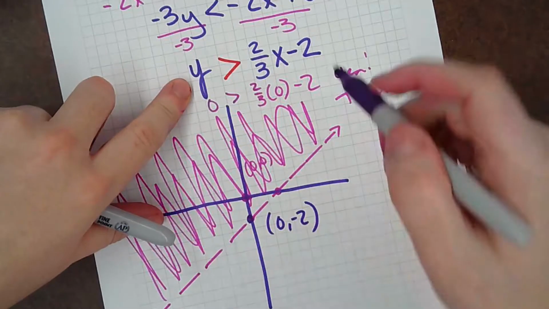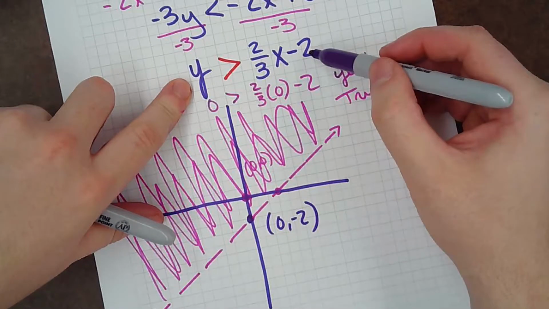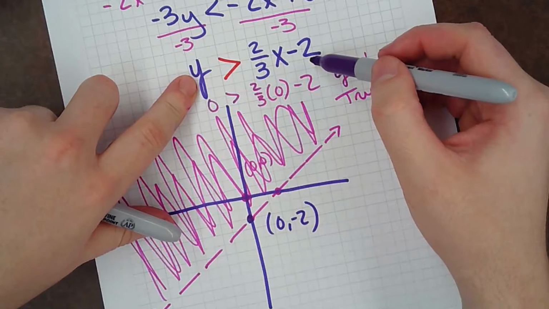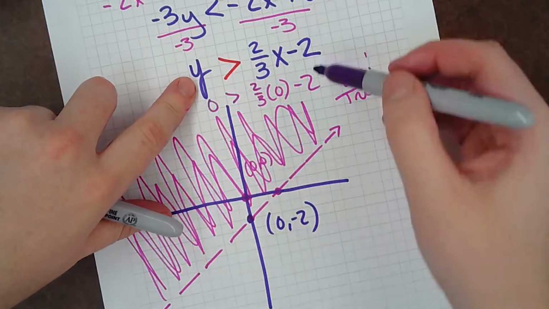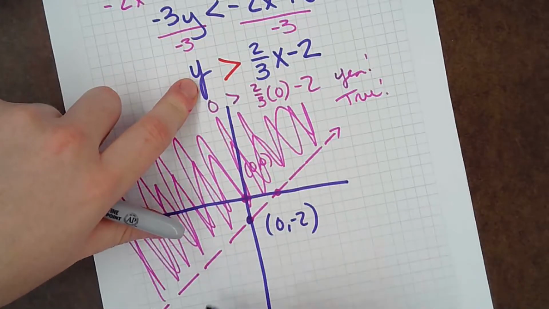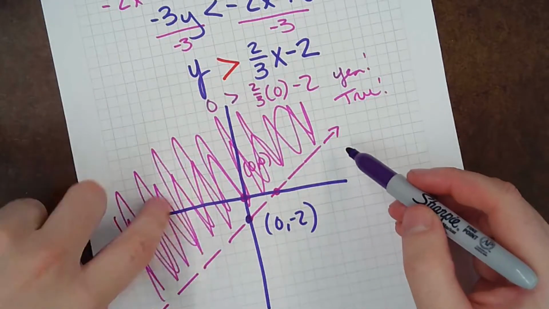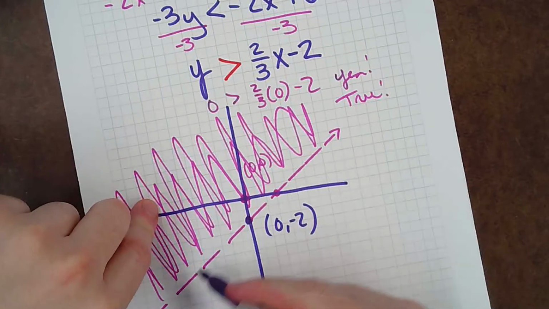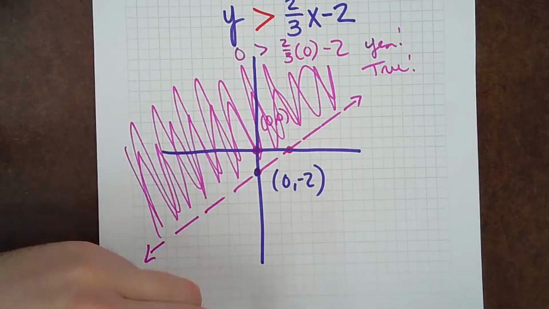So negative 2 is greater than 0 minus 2. Negative 2 is greater than negative 2? Nope. Negative 2 is equal to negative 2. But it's not greater than, so it does not include this line. Although this line is the boundary between solutions and non-solutions, so we do need to draw it. That's the importance of that boundary line there.